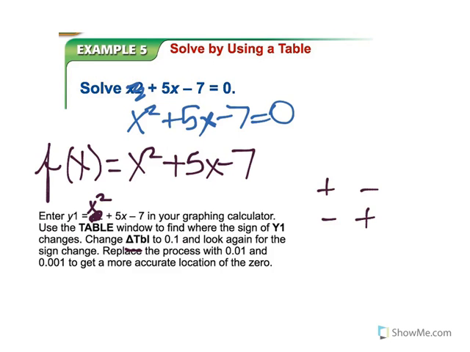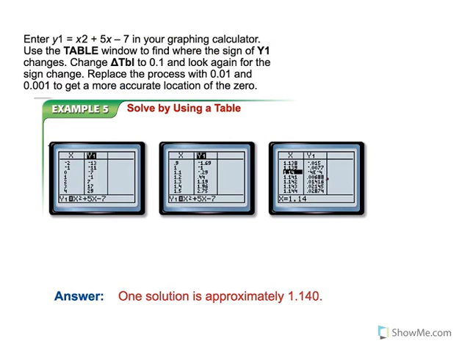What that actually looks like at each of those steps is here. Here we have our table, and we just have our integers. When we change it to 0.01, our answer should look like this, and when you change the table set to 0.001 to get a more accurate location, you see here we go from a negative up here to a positive down here, so this is a good location of where the 0 is going to be. This one solution is approximately 1.140.